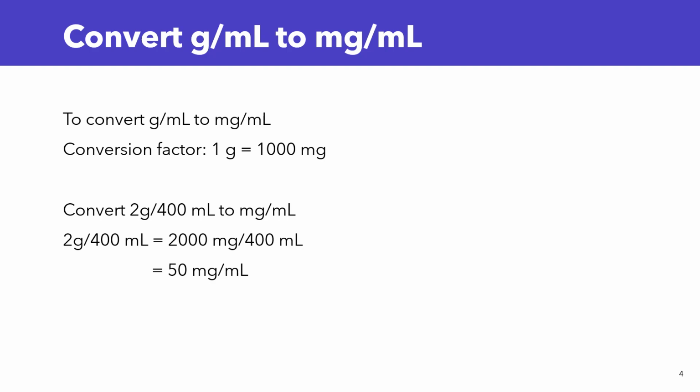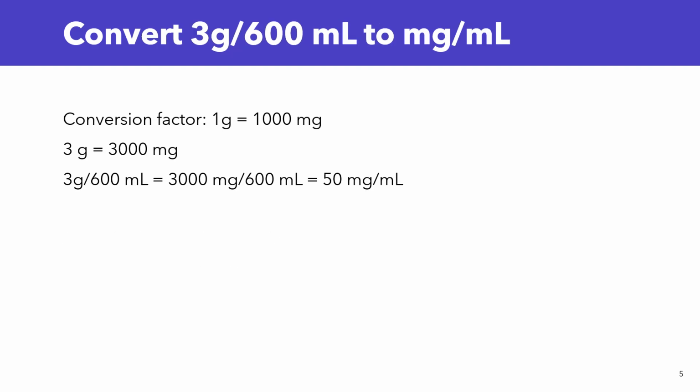Let's use an example. Convert 2 gram over 400 ml to milligram per ml. We need to convert 2 grams to milligrams. 2 grams is 2 times 1,000, that's 2,000 milligrams. So we'll have 2,000 milligrams over 400 ml. 2,000 divided by 400, that's 50 milligram per ml. So 2 gram over 400 ml is the same thing as 50 milligram per ml. That's how you convert it to milligram per ml.